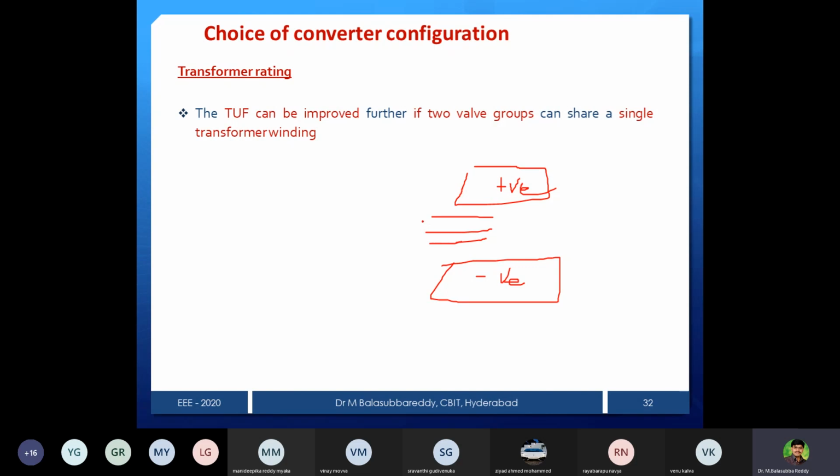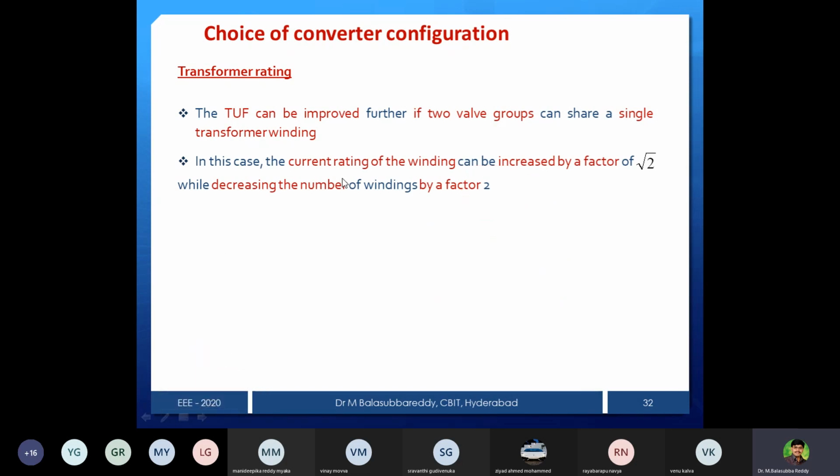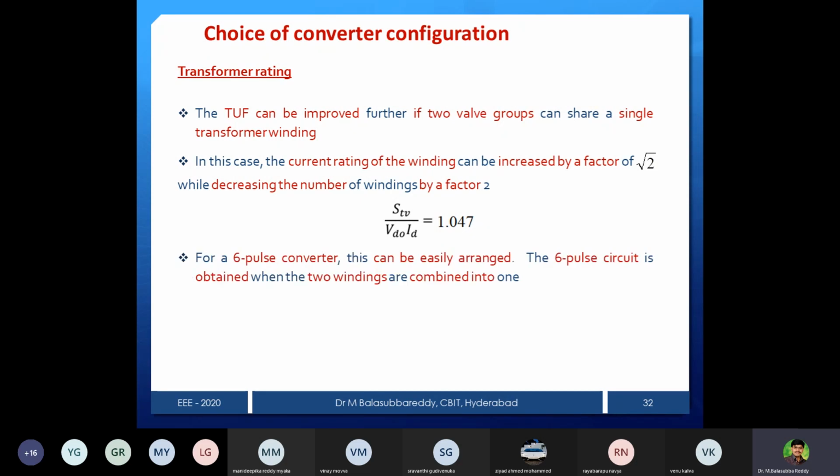Instead of using two windings, if I share a single transformer winding, it is going to give better performance. The current rating of the winding has to be increased, because the upper group and lower group current is carried by that winding alone, therefore root 2 times improvement, and the number of windings decreases by a factor of 2. If you reduce that, the current rating can increase by a factor of 2. That is the reason you can mention here Sv by VD0 and ID0, which we already calculated as 1.047.